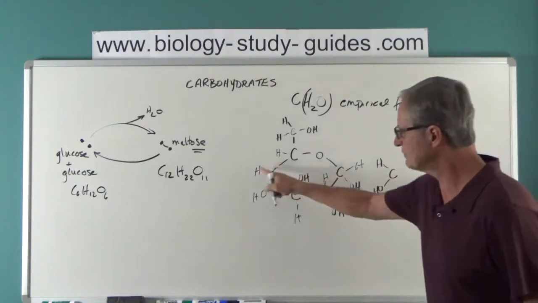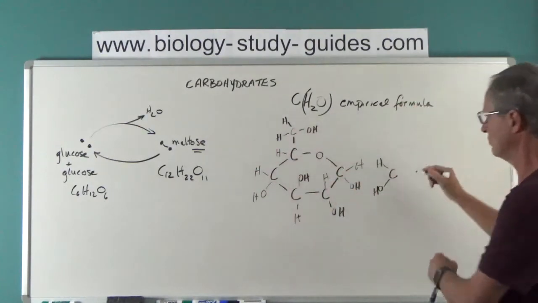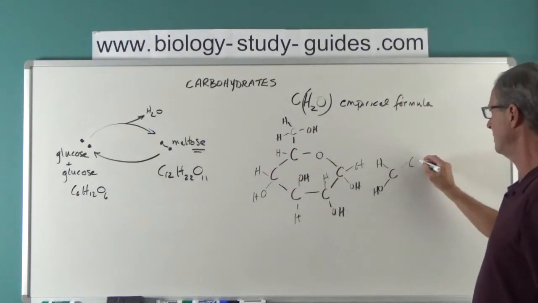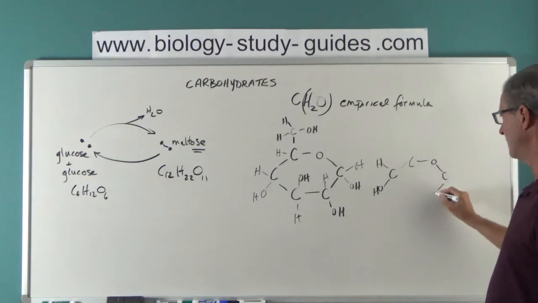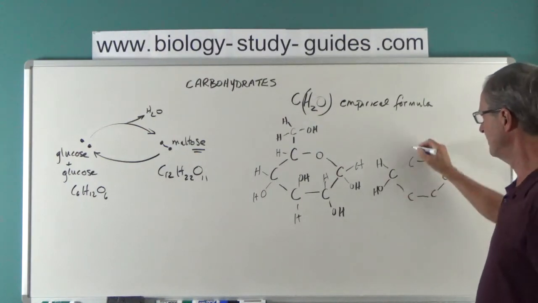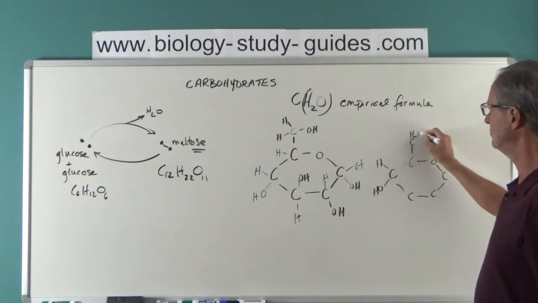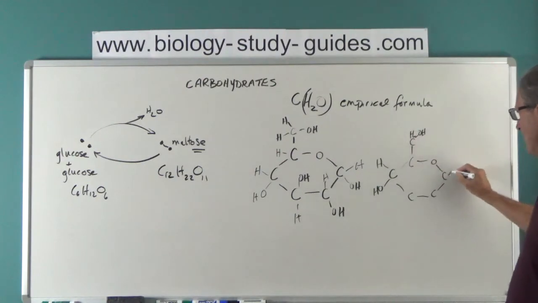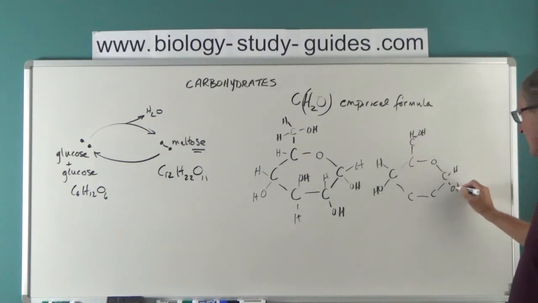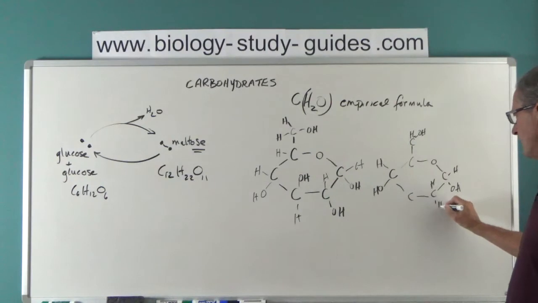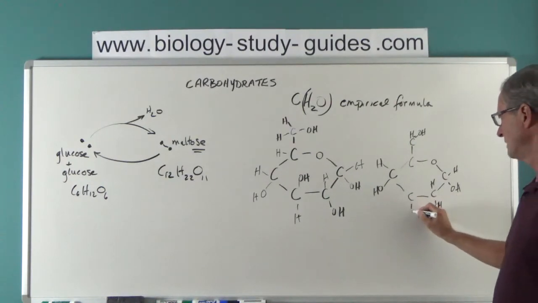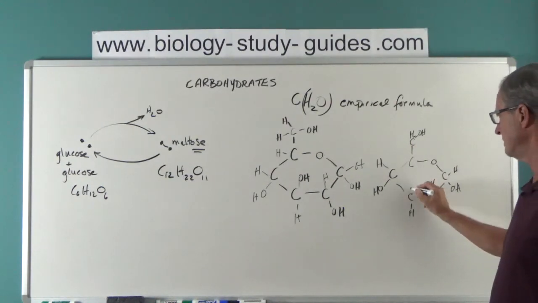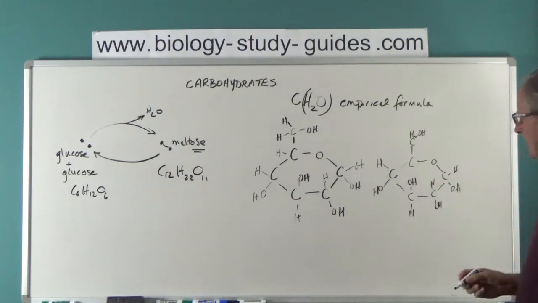So what I'm doing is I'm drawing that portion, I'm going to draw the molecule going across. So we've got a carbon here, we've got oxygen here, carbon here, carbon here, carbon here, carbon here. We've got the CH2OH up here, and we've got the hydrogen, hydroxide, hydrogen, hydroxide, hydrogen, hydroxide. There's the second molecule of glucose, and we're going to combine them together.